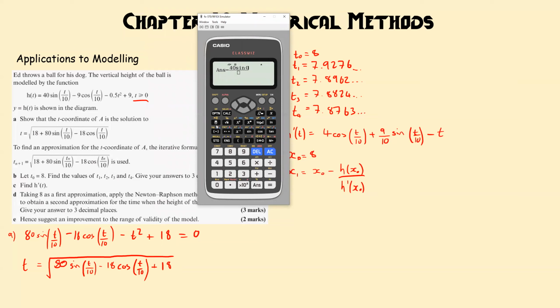So 40 sine ans over 10. It's 9 cos ans over 10. Minus 0.5 ans squared plus 9. And then at the bottom, I'm going to use the differential function and just put that exact same thing in again, but at the ans. So 4. And then instead of ans this time, we're going to use x because it needs to be x over 10. And so I'm using x here instead of t, just because it's all this calculator can do. It's the same idea. So just going through bit by bit.